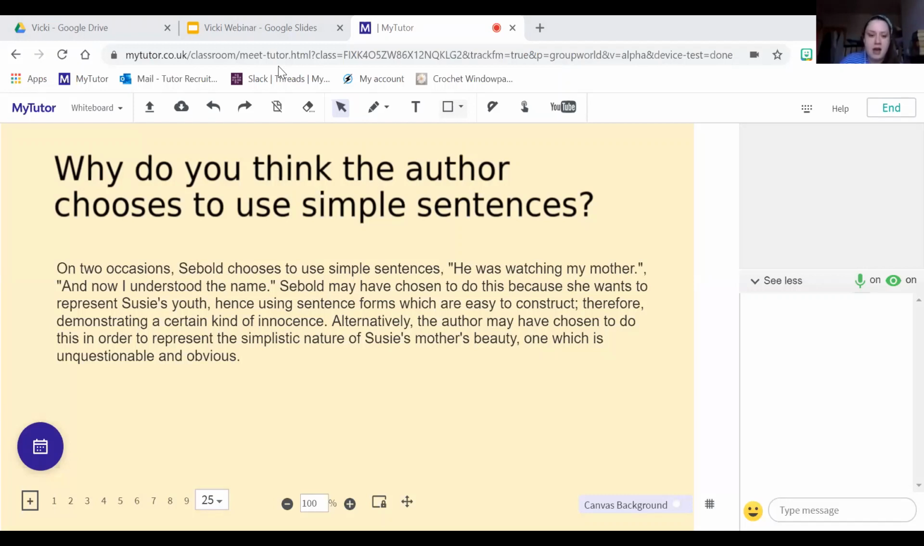Okay. So in answer to the question, since the writer uses simple sentences, therefore Susie is innocent, that's one possible interpretation. That's why I've given more than one interpretation.